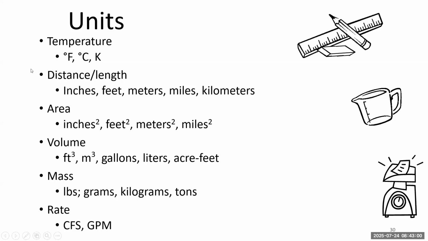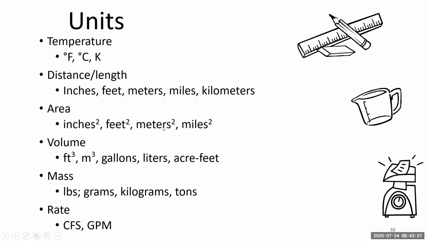So for temperature, some units that we often work with are degrees Fahrenheit, degrees Celsius, and K, which stands for Kelvin. For units of distance or length, we often work with inches, feet, meters, miles, kilometers. All of those things measure distance. For area, we'll get into area and volume a lot more in the next training. But basically, because we're multiplying the length times the width, we end up with that little exponent 2. So if you see inches squared, feet squared, etc., you're talking about area.